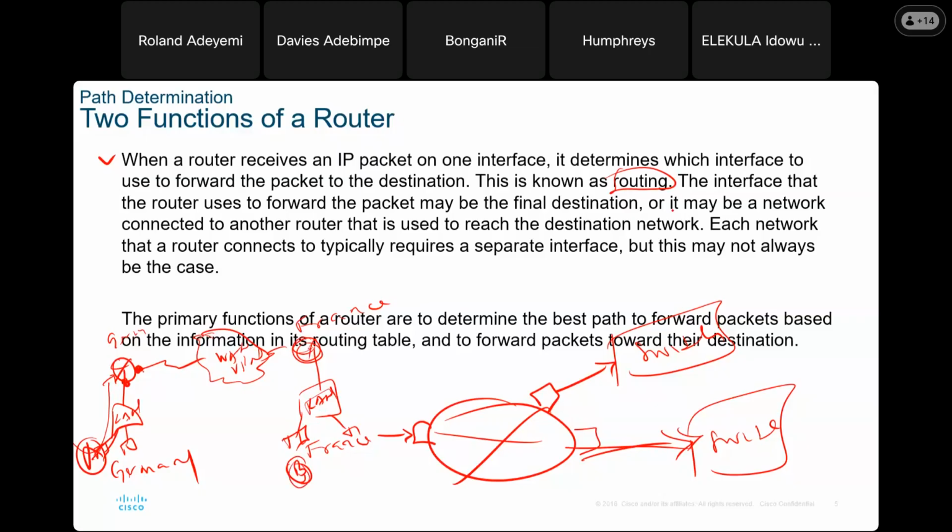So that is what they are trying to tell you here. The interface that the router uses to forward the packet may be the final destination. It may be, and it may not. So if it is not the final destination, that means there's another router on the way to destination. And sometimes you have more than one router on the way to destination. Sometimes you have 2, sometimes 5, sometimes 10, sometimes 20, depending on where you are going to.